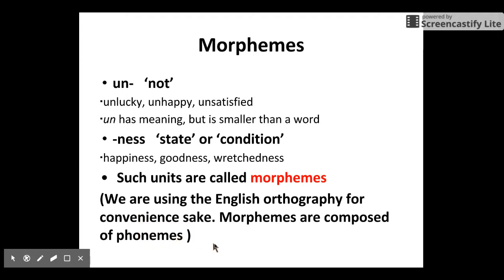So just a side note that we are using the written system for convenience's sake. Morphemes are composed of phonemes. So you may say, for example, in happiness, this is an i instead of y. Why do you say that this is happy? So don't get confused by the written system. We are talking about the sounds. Happy, happiness is the same happy.